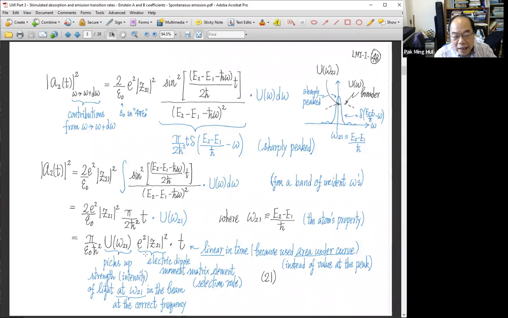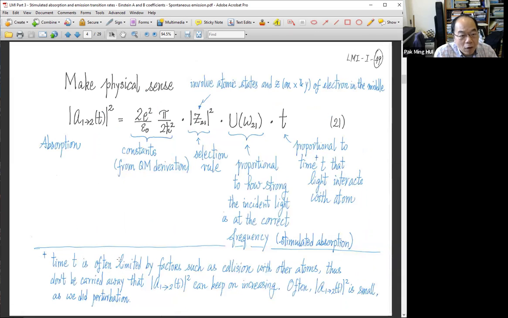This is called the electric dipole moment matrix element. Matrix element because I have two indices. I have two states; take any two states from the atom, do this, it is a matrix element. And then I also pick up how strong the incident field is at that particular frequency. Okay, the rest is just some constants. Therefore, well, I copy this through here, blow it up to convey the physical sense here.